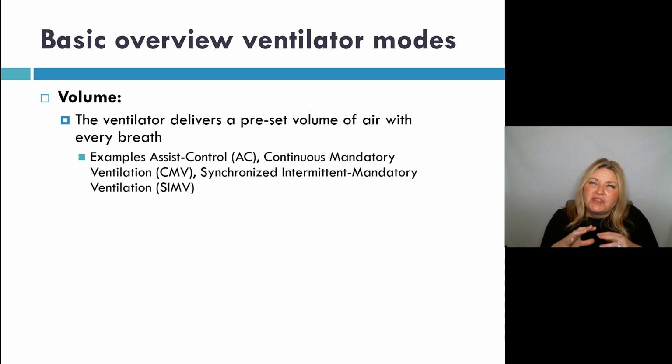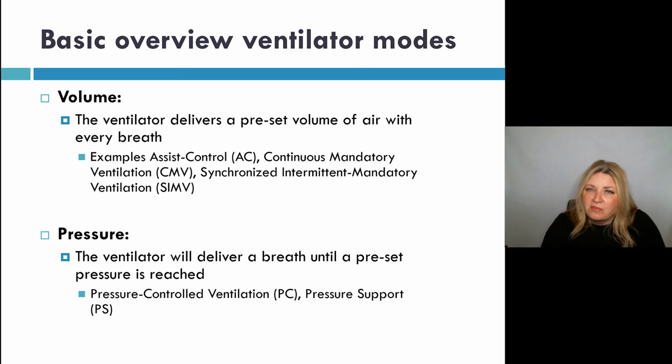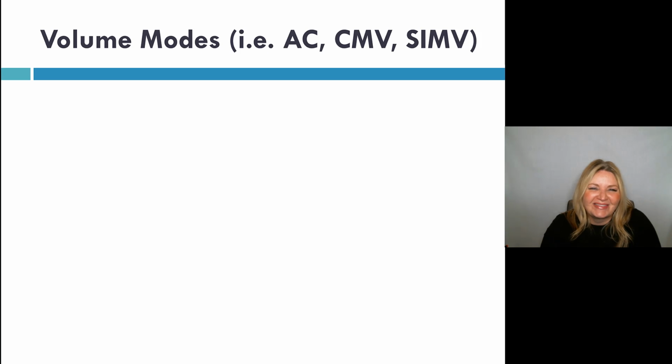SIMV, I usually find we don't use a ton. When I first became a nurse a lot of years ago, we used to use SIMV a lot. I find AC and CMV are probably most commonly used, whereas SIMV, you can use if you've got a patient who's maybe breathing a bit more on their own. Now, pressure modes of ventilation. You would use these if your ventilator offers this mode of ventilation, but basically the ventilator will deliver a breath at a preset pressure. So once that pressure is reached, the breath will be delivered. Some examples of this would be pressure controlled ventilation and then pressure support ventilation as well.